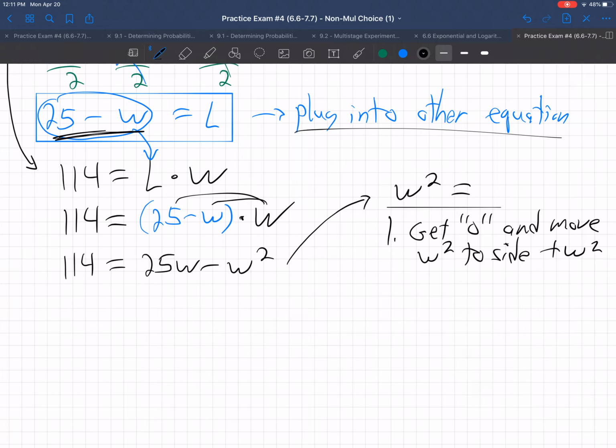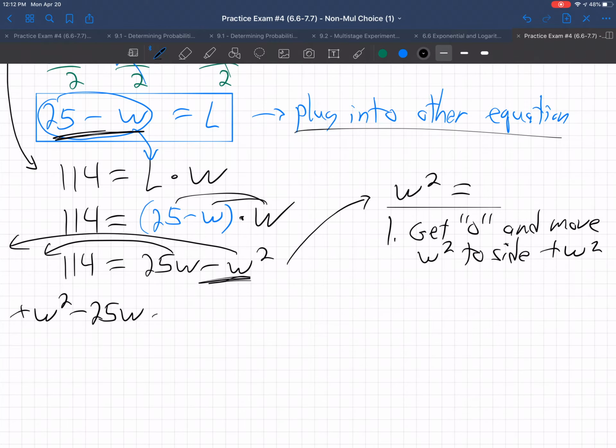So remember, whenever X squared or W squared shows up, your first plan is to get a 0 and move the X squared or the W squared to the side where it'll be positive. So I'm going to jump these over here, because W squared is negative on this side, and it's difficult to deal with. So move it to the other side, and it'll become positive: W squared minus 25W plus 114 equals 0.